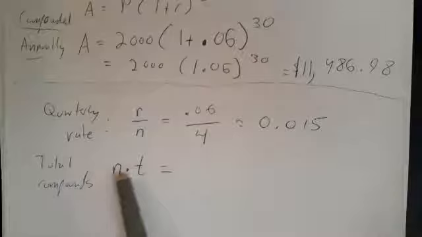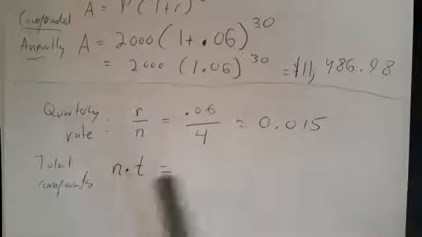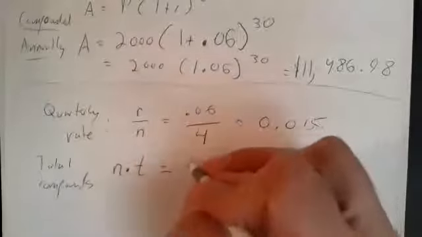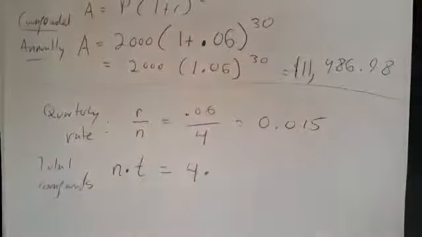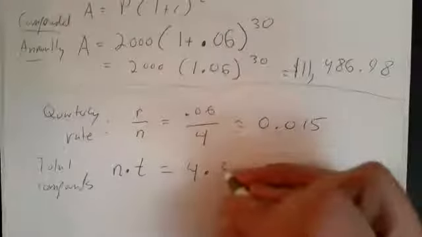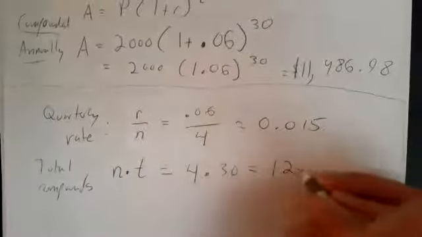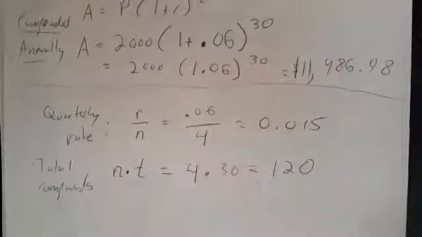So I'm doing the total number of compounds per year times the number of years gives me the total number of compounds. So nt here, if I'm doing it quarterly, and then the time here, I'm doing it for 30 years, you might figure this out, but there's a total of 120 different compounds that are going to happen to this thing. We're going to compound this thing 120 different times.